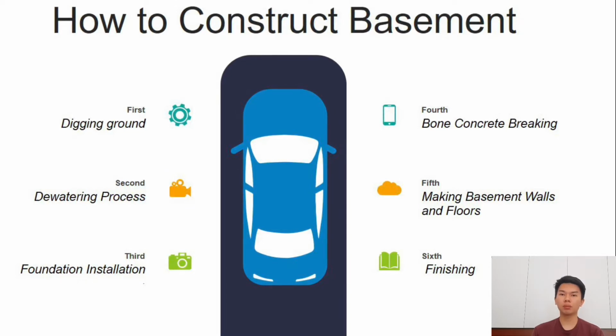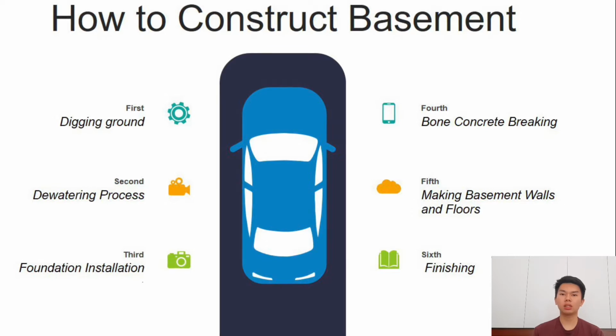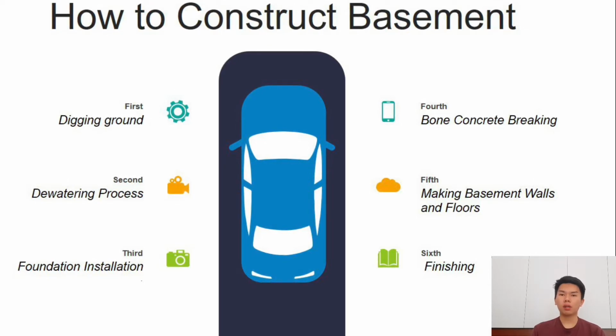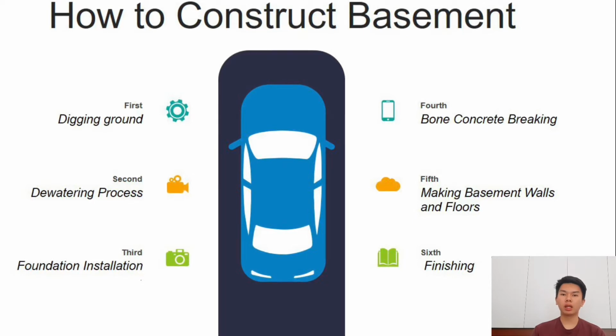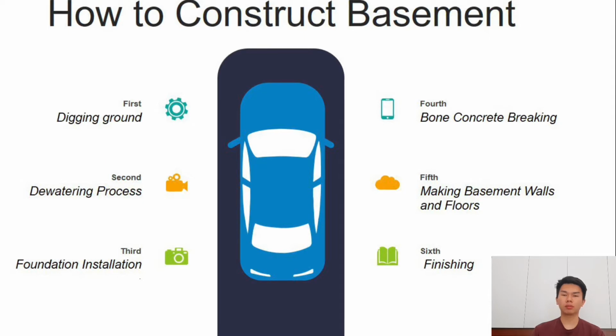If the soil has been drained, install a foundation that serves to hold the load on the building. The foundation installation system is usually done by piling. Next is bond concrete breaking. After the foundation is installed, it is followed by the installation of bond concrete. However, so that the height is even, the concrete must be punched manually.